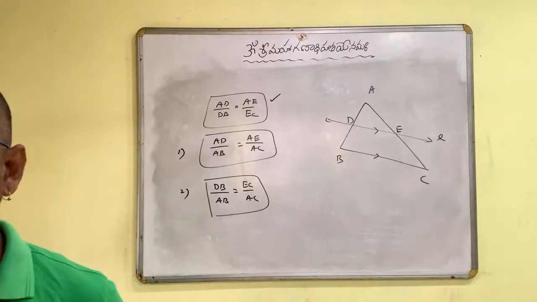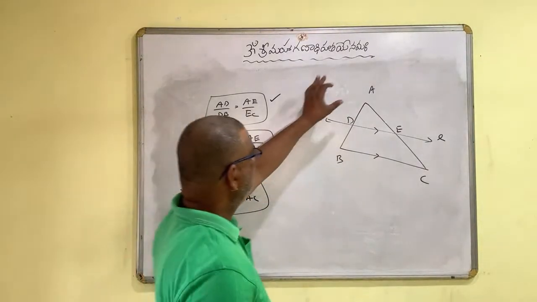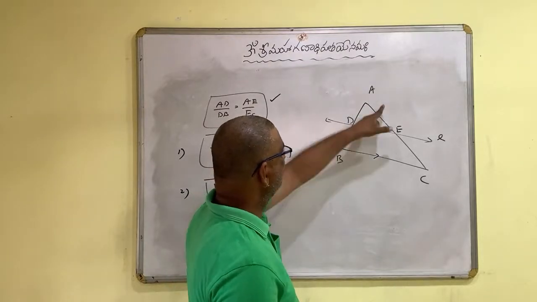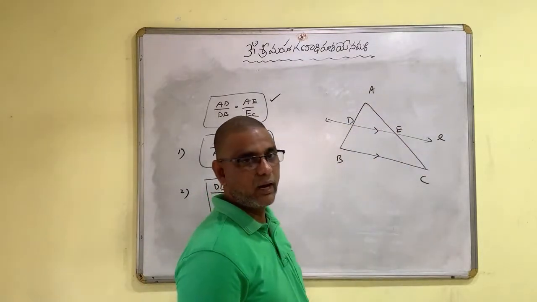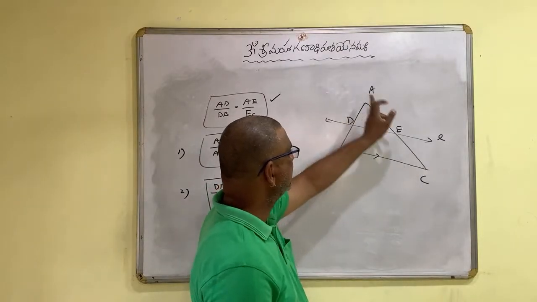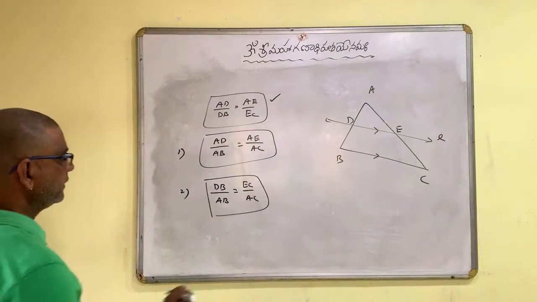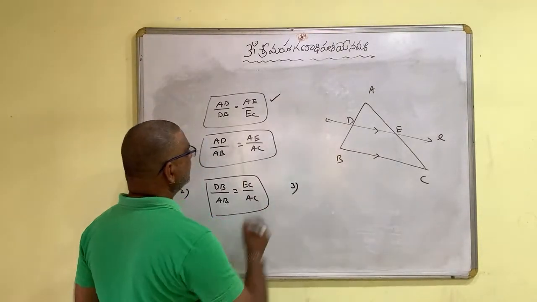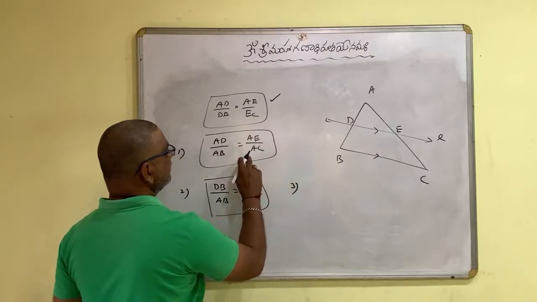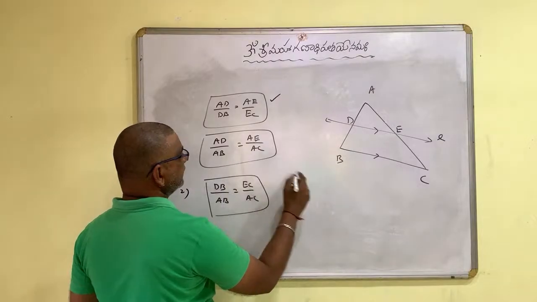Note it down, children. AD by AB equals AE by AC. That is equal. Similarly, the second part: DB by AB equals EC by AC. That is also equal. And what is the third one? It is the inverse ratio. The first corollary inverted. What is that?